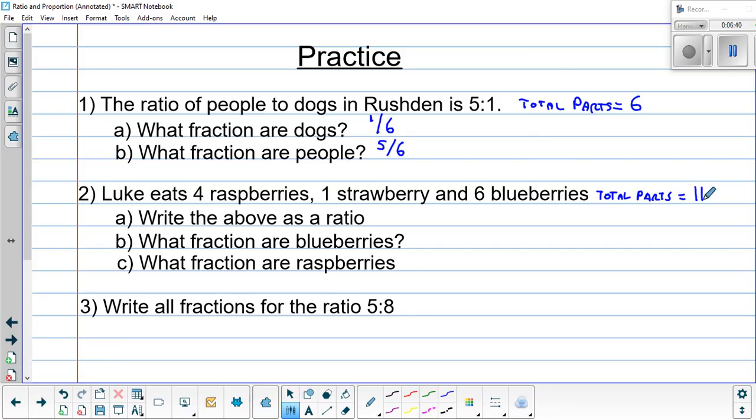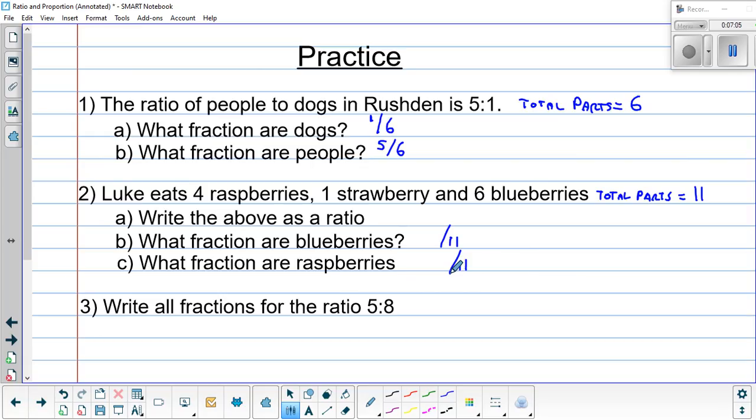So here, for the fraction questions, I'm not even reading them right now, I'm going to be honest. I just know that they go over 11. So what fraction are blueberries? What fraction are raspberries? I could ask you a really tricky question, like what fraction is the ratio of blueberries to strawberries or something like that. But that would just be not needed for this part.